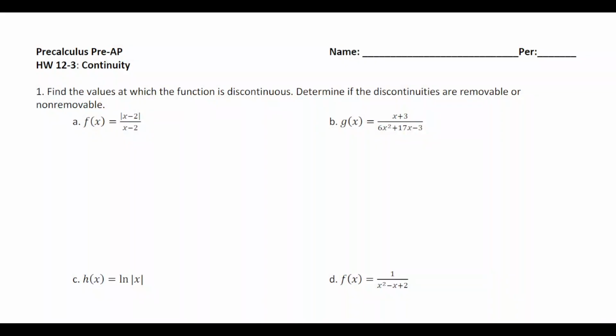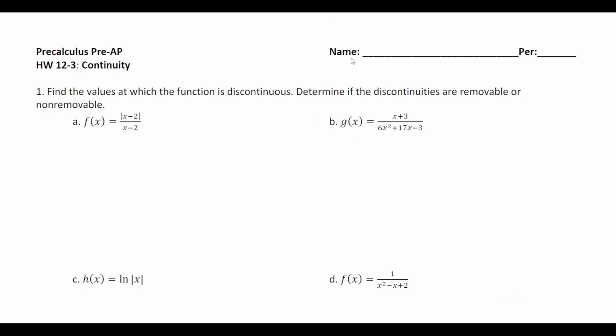Hey y'all, welcome back. So today we're talking about continuity and the different kinds of discontinuities that exist in certain functions. So in this first problem, it's asking us to find the values where the function is discontinuous and classify the discontinuity as removable or non-removable.